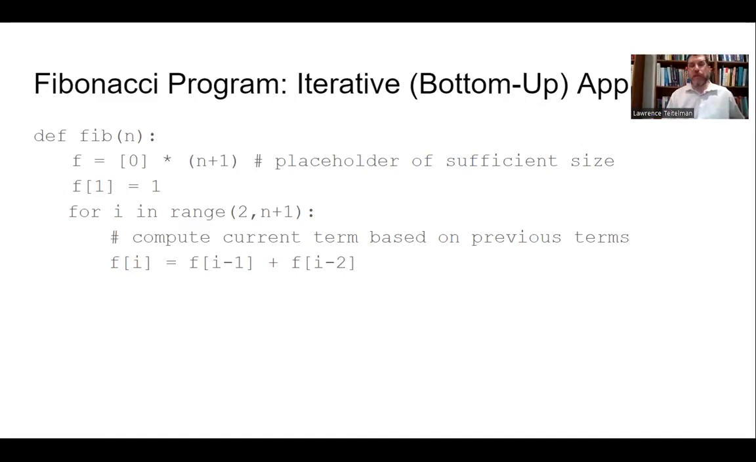So what's our time complexity now? O of n? O of n, right? So that's an amazing improvement, right? We went from 1.6 to the n exponential time to order of n linear time.